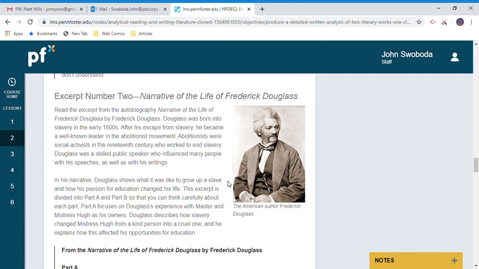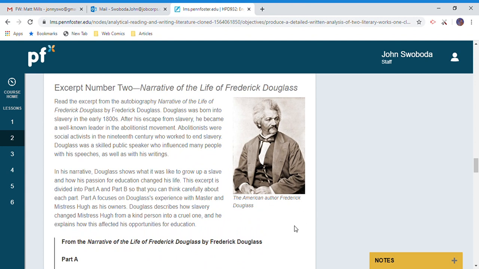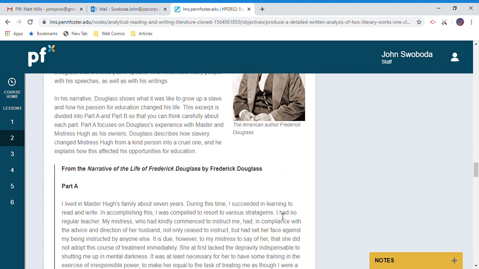Okay. Excerpt number 2, The Narrative of the Life of Frederick Douglass. In his narrative, Douglass shows what it was like to grow up as a slave, and how his passion for education changed his life.